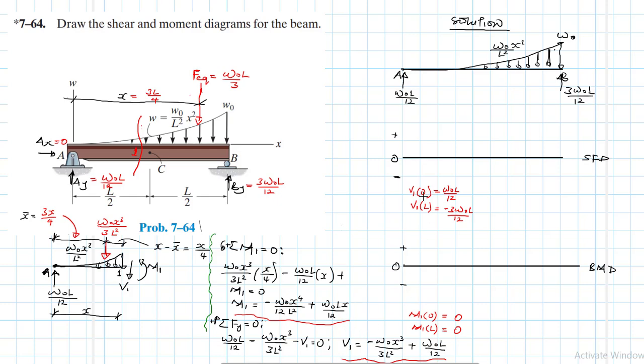So shear at x equal to 0, at A, we have a positive value of W naught L over 12. Let's say maybe this value comes up to here. And then when x is equal to L, we have a value of minus 3 W naught L over 12, which is a little bit bigger than the other one. So let's put it maybe there, right?